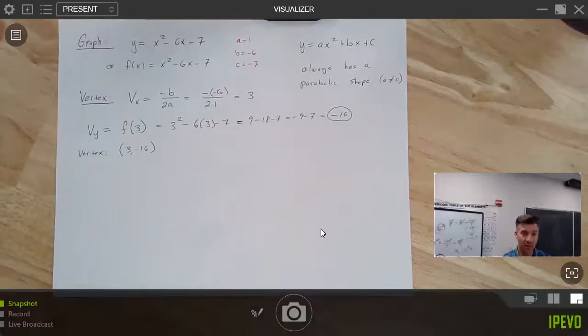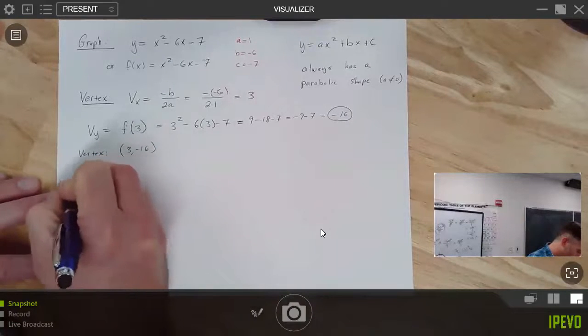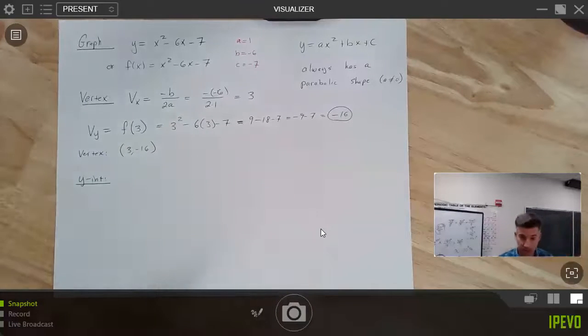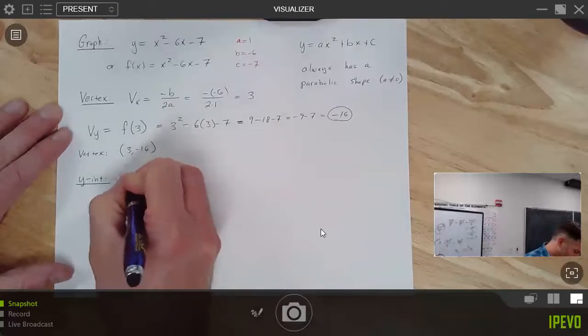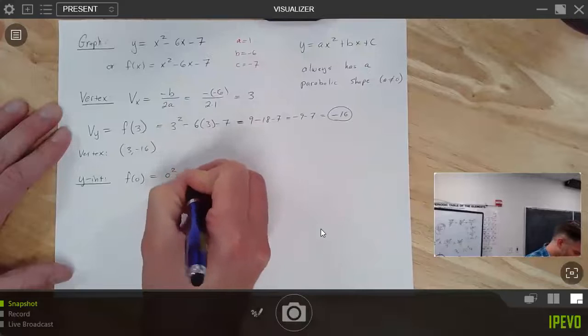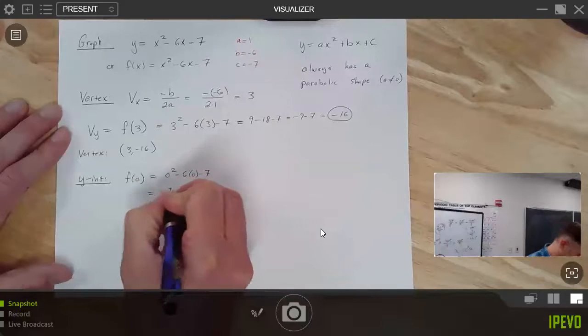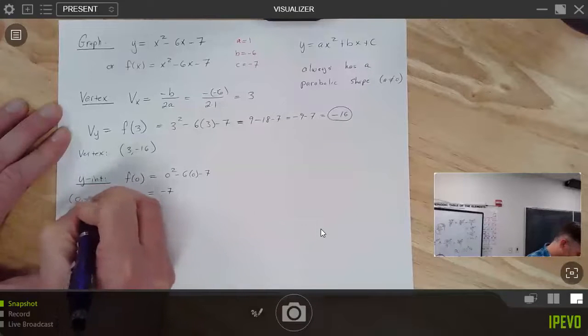The other nice thing about writing the parabola this way is the y-intercept is really easy to see. If I want to find the y-intercept, all I have to do is substitute in 0 for x. So that's going to be f of 0, which is 0 squared minus 6 times 0 minus 7, or negative 7. So the y-intercept is (0, negative 7).